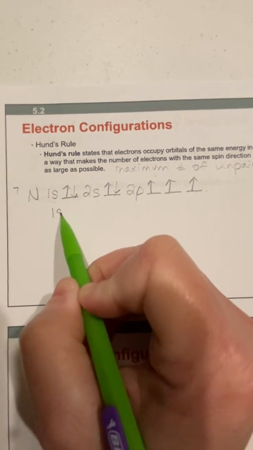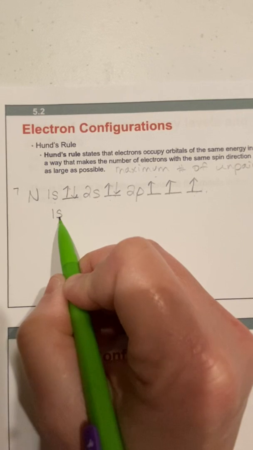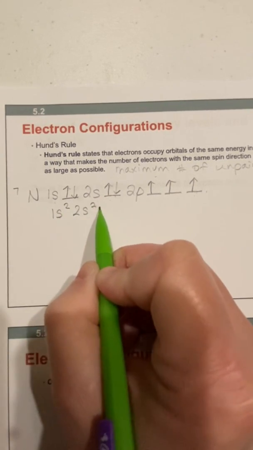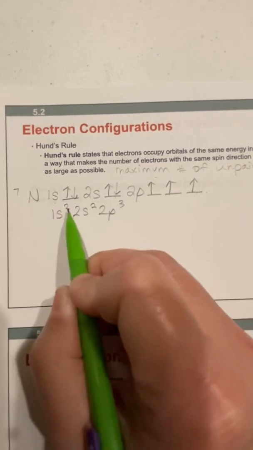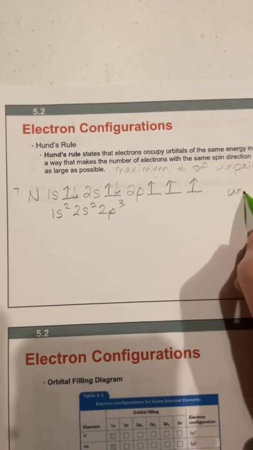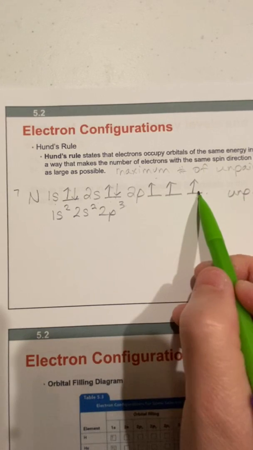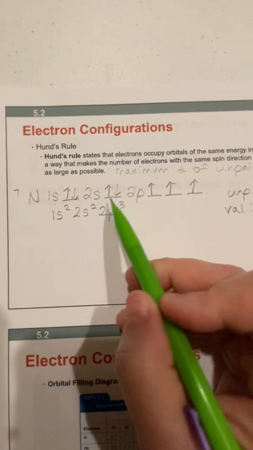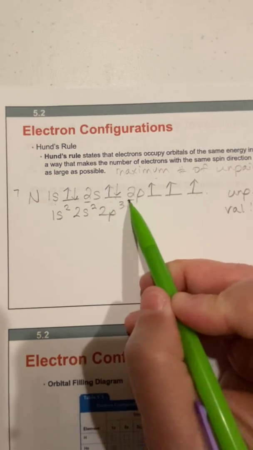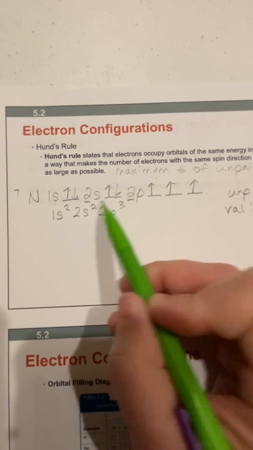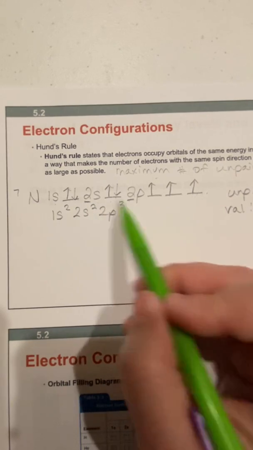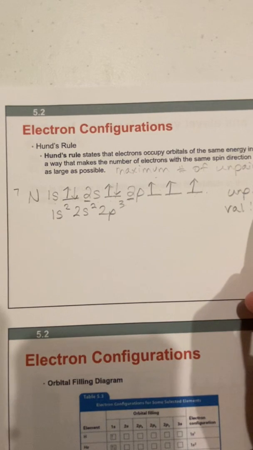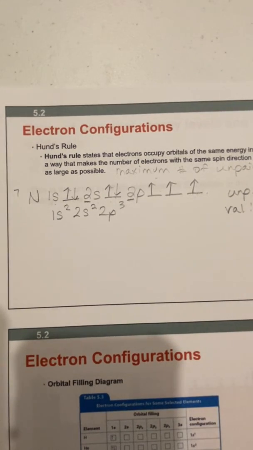So short form would be 1s2, 2s2, and then 2p3. So that adds up to 7. Unpaired, again, because I put one in each one, those 3 are my unpaired. Valence would be, again, I have to add everything in level 2 because that's my outermost energy level, not just a sub-level. So I've got to add those 2 with these 3. It has 5 valence electrons.